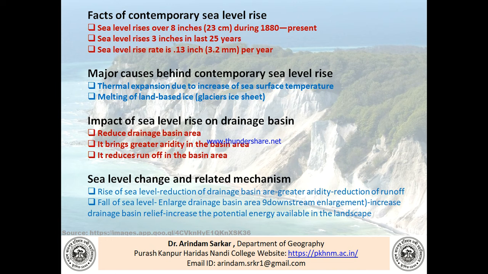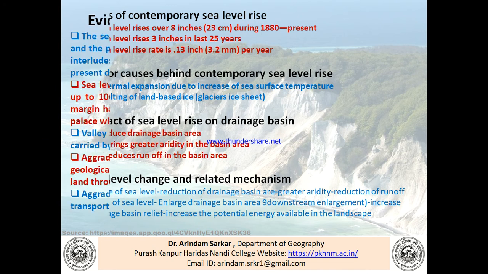Rise of sea level leads to reduction of drainage basin area, which is associated with greater aridity that will reduce the runoff also. And in the opposite condition, the fall of sea level can enlarge the drainage basin area, which we can understand as downstream enlargement, increase of drainage basin relief, and increase of potential energy available in the landscape.